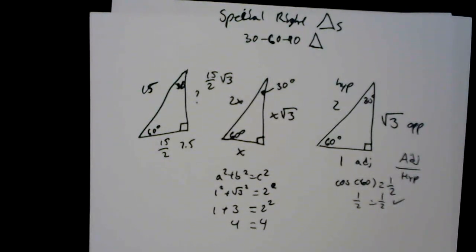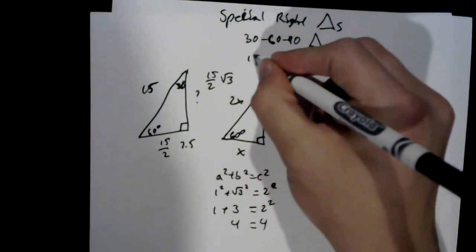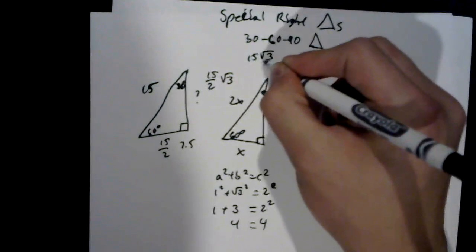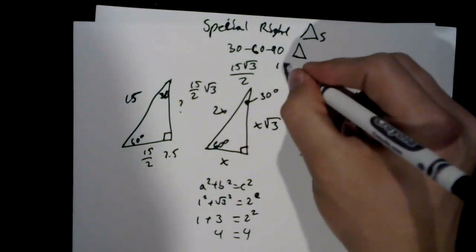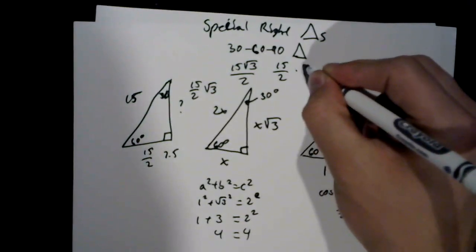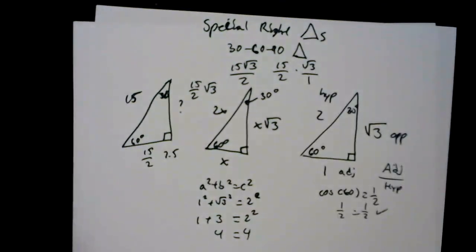Or you can rewrite it as 15 square root 3 over 2, because it's basically another way of saying 15 over 2 times square root 3 over 1. So those both would be acceptable answers.